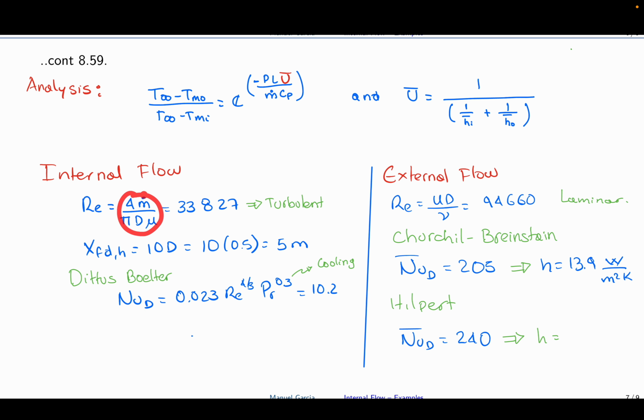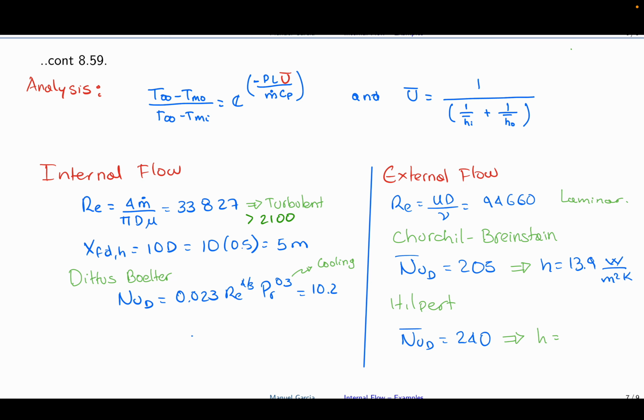So if we put these values in the calculator, we get 33,826. That means it's turbulent because it is higher than 2,100. Okay, and so we have the equation for turbulent flow. X fully developed hydraulically is 10 times D. So 10 times the diameter, which is 0.5, is 5 meters.